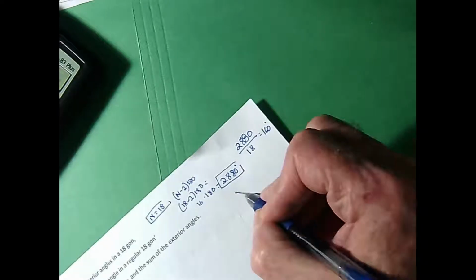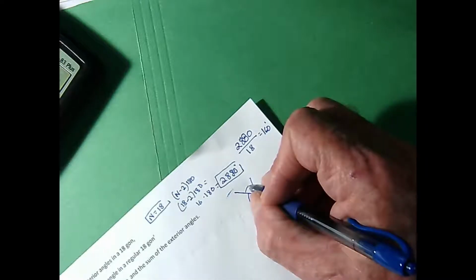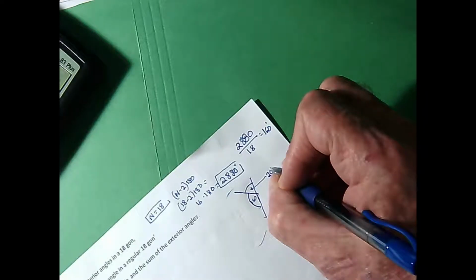Now, if you're thinking with me for a minute, if the interior angle on this polygon is 160, how big would that exterior angle have to be? It'd be the supplement, wouldn't it? That would have to be 20 degrees. Give the measure of each exterior angle, and if the interior angles are 160, then the exterior angles would have to be 20 degrees each.